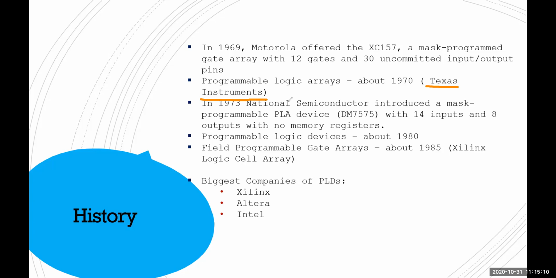In 1973, National Semiconductor, also a very good company, introduced a mask programmable PLA device with 14 inputs and 8 outputs with no memory register. The actual programmable logic device was created in 1980. Field Programmable Gate Array, FPGA, very important.